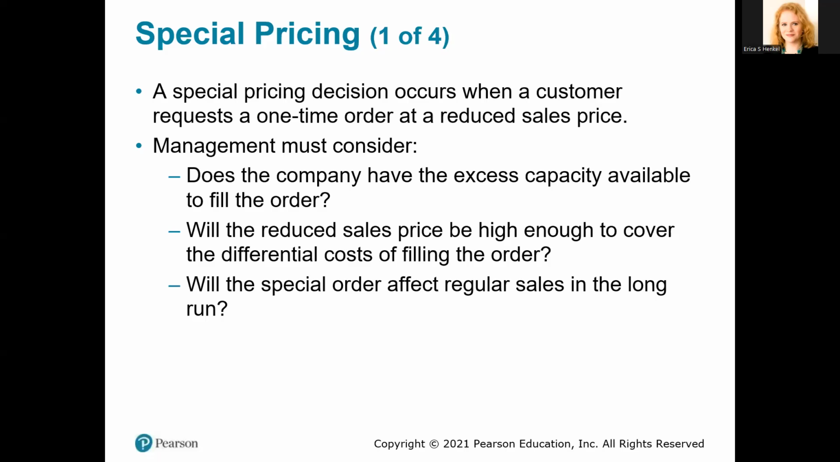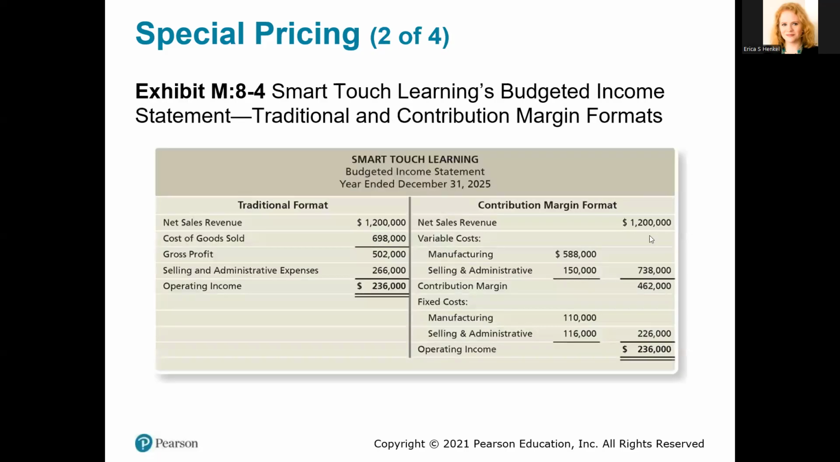And then ultimately, if we have a minimum percentage return of some sort, will we still be achieving our minimum percentage return on assets if there are, say, additional assets that have to be acquired in order to cover this order?